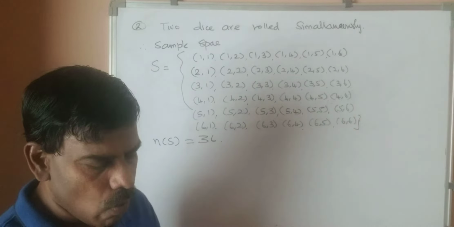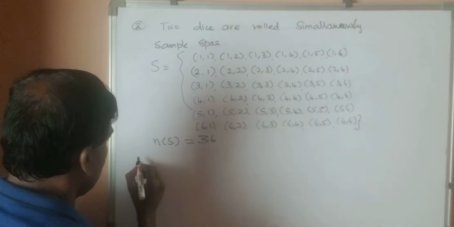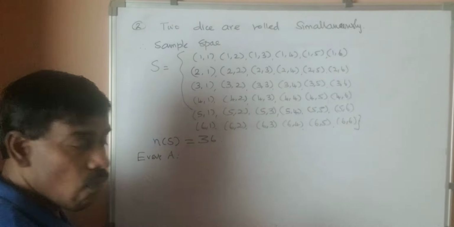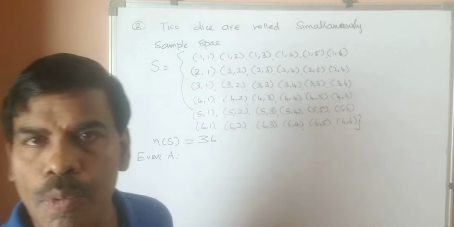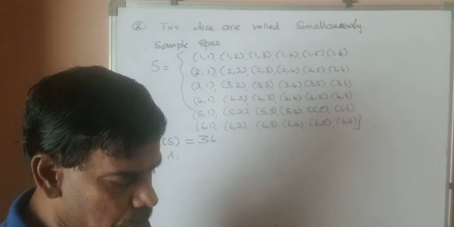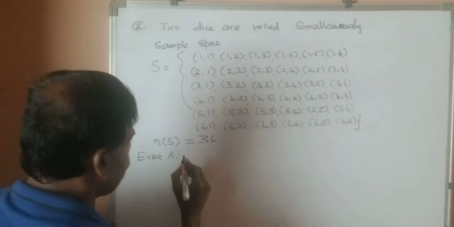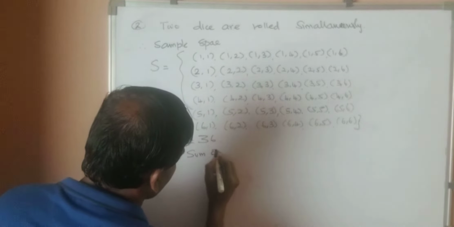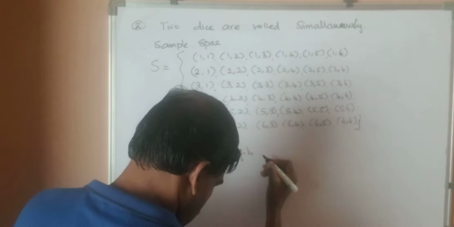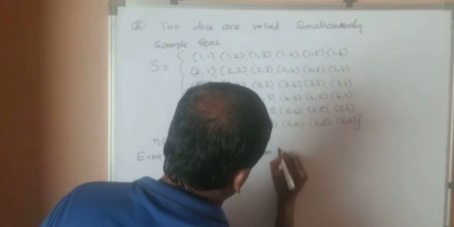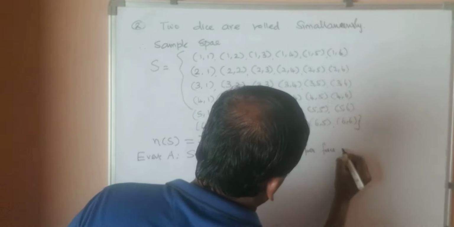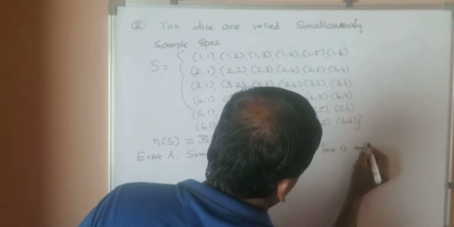Okay. Now event A. What type of event is there? A: the sum of the digits on the upper face is a multiple of 6. Sum of digits on the upper face is a multiple of 6.